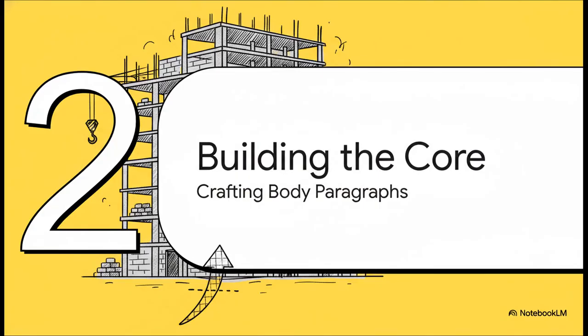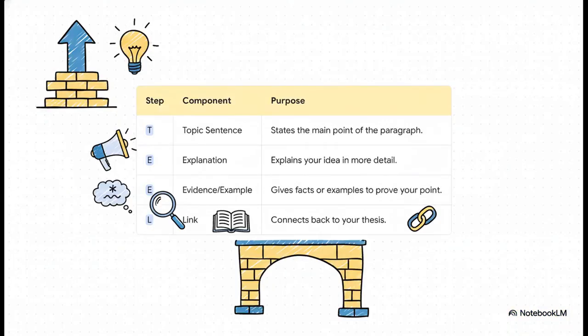All right, our foundation is poured and solid. Now it's time to start building upwards. Let's get into the main structure of our argument, the body paragraphs, and see how this whole thing comes together, floor by floor. For this part, I've got a super simple kind of magical formula for you. It's called TEEL.